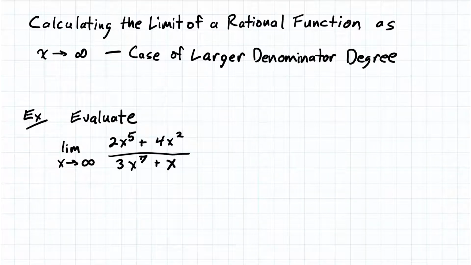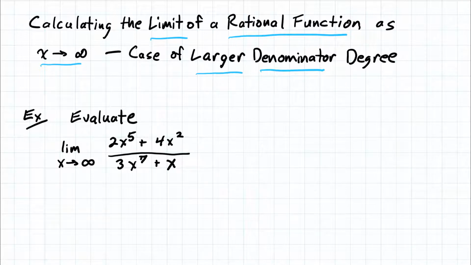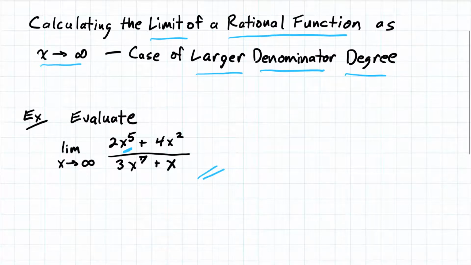All right, howdy everyone. We're going to calculate the limit of a rational function as x is heading off to infinity, and we're going to look at the case where the denominator has the larger degree. So here's our example. You see the denominator has degree 7 and the numerator has degree 5. And we'll do it two ways, but the trick for the first way is to factor out the degree of the numerator, x to the 5th, from both the top and the bottom.